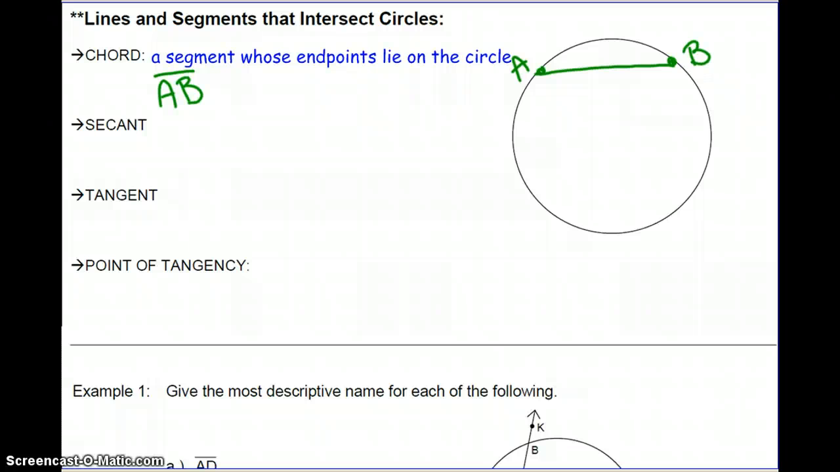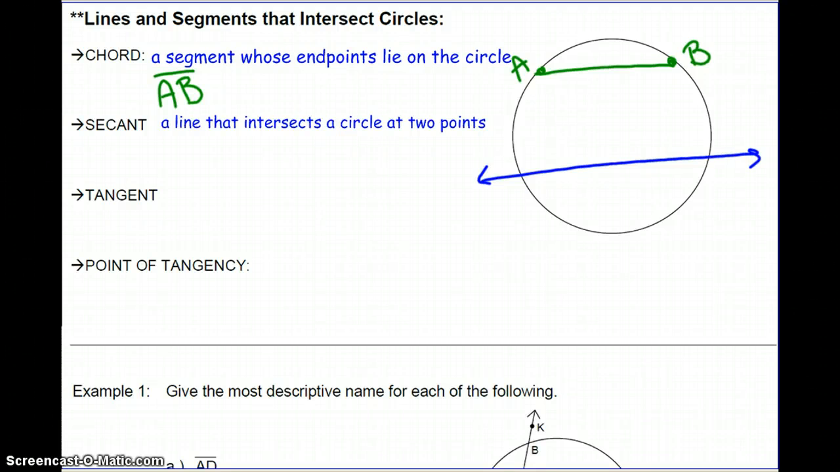The second important one, now this is a line, is the secant. It's a line that intersects a circle at 2 points. And the key word here is line. So a secant is never going to be a segment. So line CD is an example of a secant.